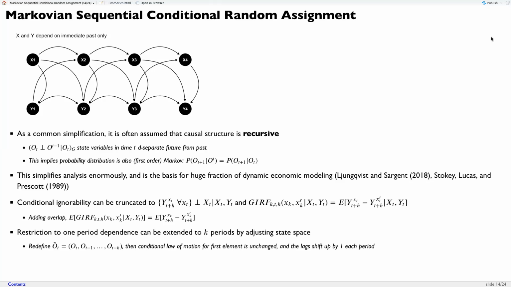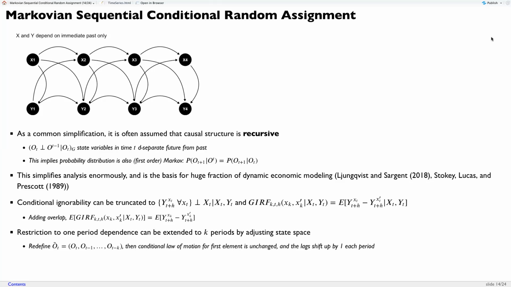And so the statistical version of this is the Markov condition that O_{t+1}, given the history up to O_t, actually depends only on the values at t and not on any further past values. So this simplifies your analysis enormously. A large fraction of dynamic economic modeling uses this: the Ljungqvist and Sargent textbook, the Stokey, Lucas, and Prescott textbook. If you took a macro class, you used one of these or a book that was heavily derived from one of them.